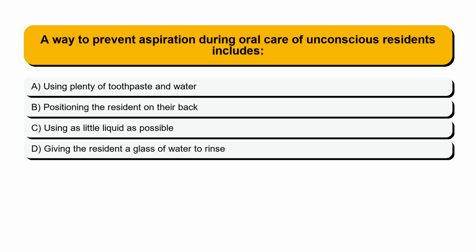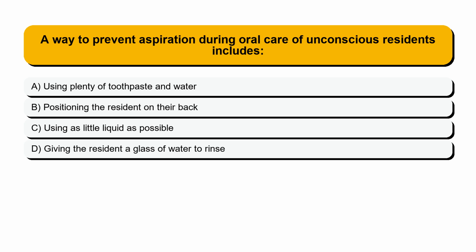Question 61. A way to prevent aspiration during oral care of unconscious residents includes: Option A, using plenty of toothpaste and water. Option B, positioning the resident on their back. Option C, using as little liquid as possible.